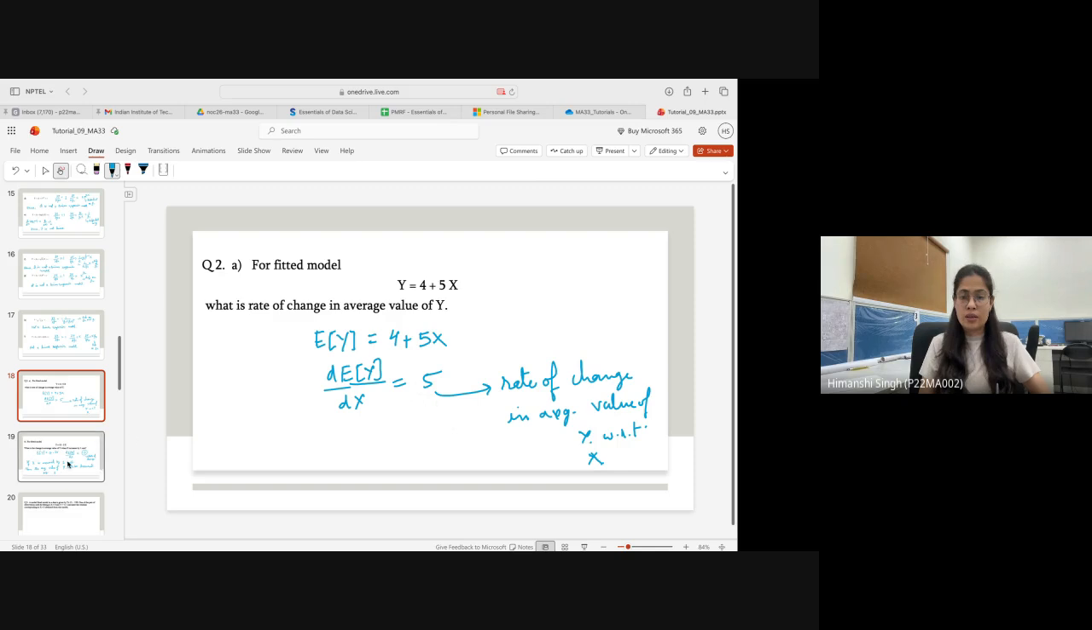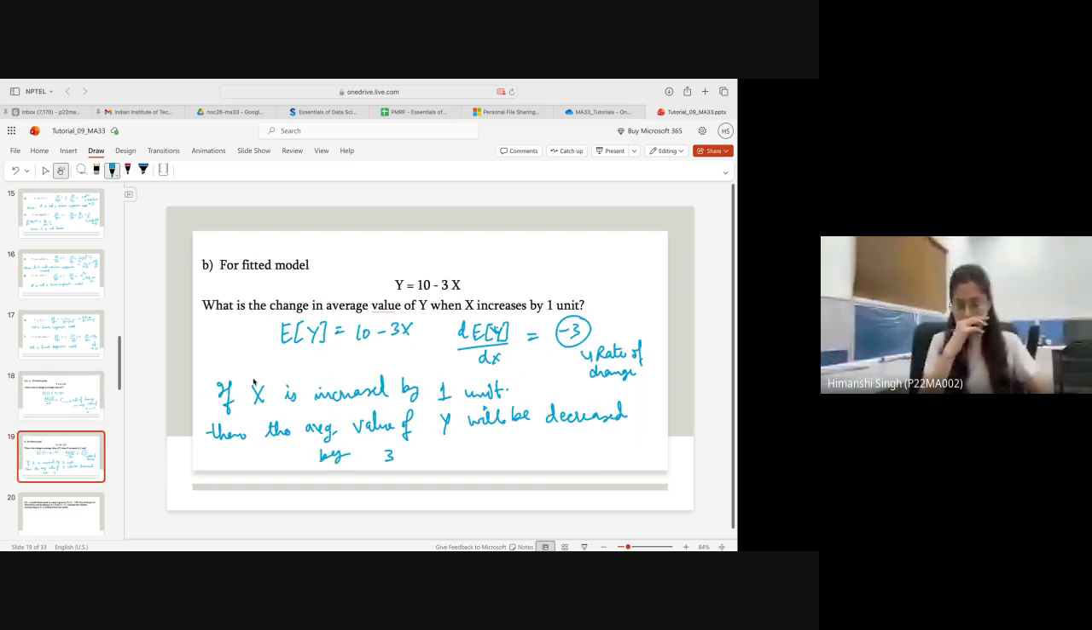In the same way, for the second part, for a fitted model y equals 10 minus 3x, it is asked what is the change in the average value of y when x increases by 1 unit. First, let me find the rate of change. The expected value of y is 10 minus 3x, because x is considered fixed in this setup. If I differentiate with respect to x, it will be minus 3. So minus 3 is the rate of change in the average value of y with respect to x.